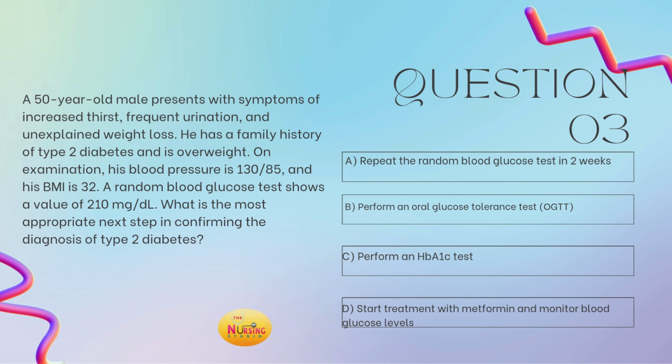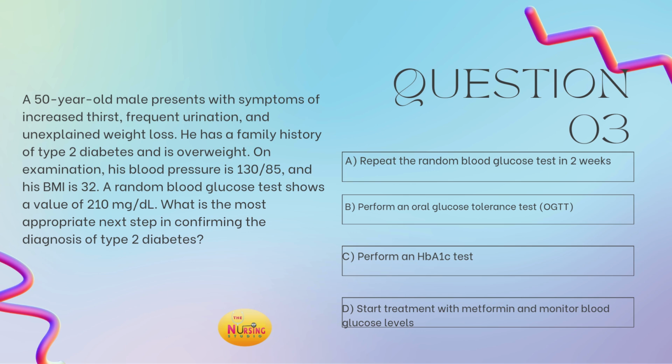So we need a second step because, based off of the ADA guidelines, we go by the criteria of your fasting glucose, your random glucose, your glucose tolerance test, your A1C, all of those things. Two of those being positive is a diagnosis for diabetes, right? So we already have one with that random glucose being greater than 200, right? So we need another. So we don't need to repeat the random.